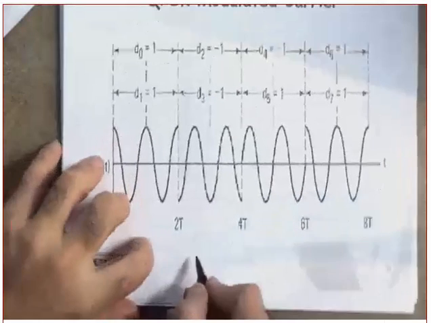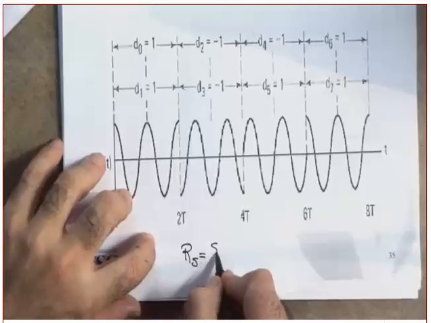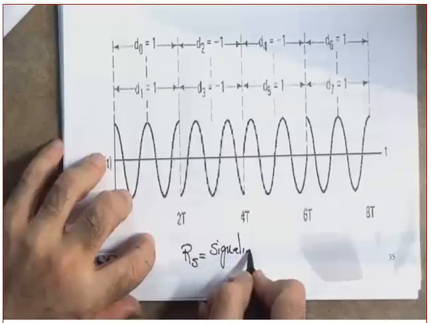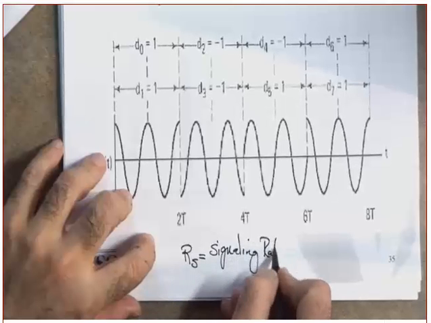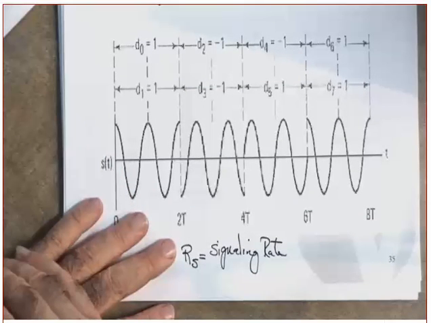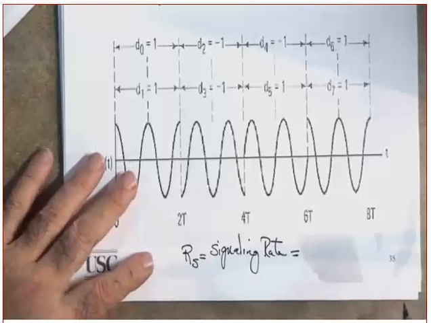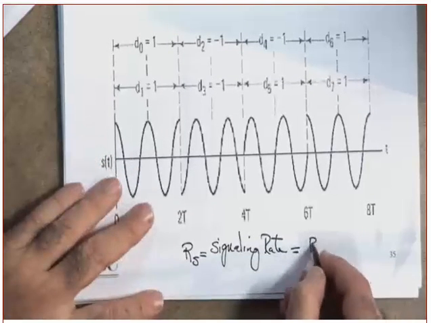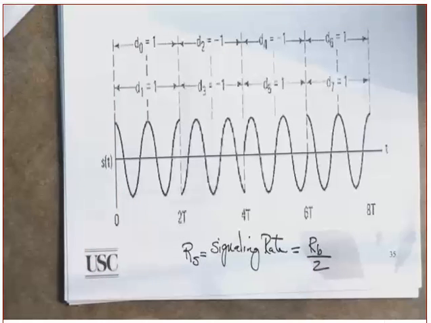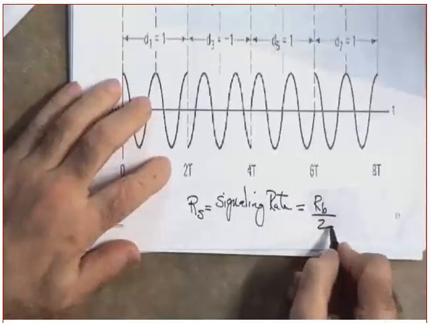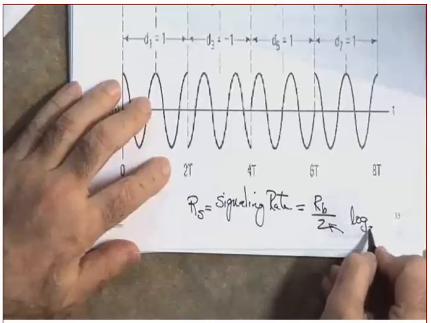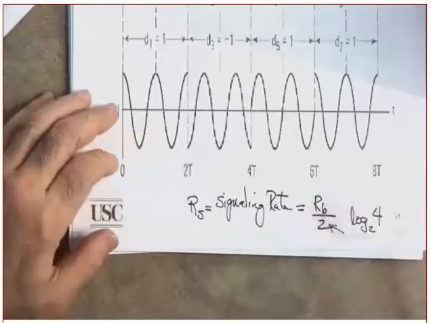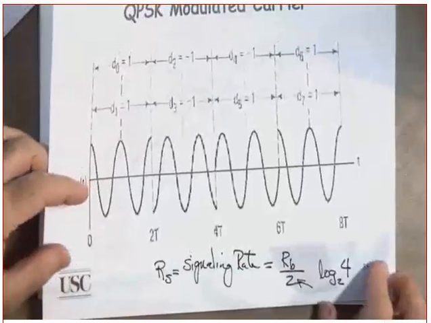And what is the relationship between the signaling rate and the bit rate? Rb over 2. Where did the 2 come from? Log 4. 4 is because we have 4 levels. Clear?